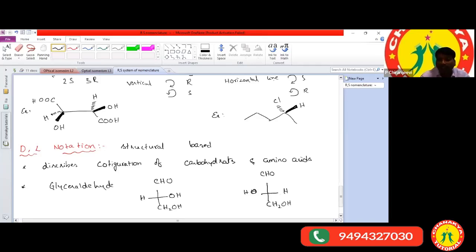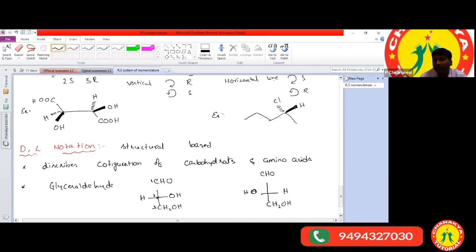Now if you see the first structure, take the last but one carbon atom. I can give the numbering 1, 2, 3. So in a straight chain we have 3 carbon atoms. In that, the last but one carbon atom is the second carbon atom. At the second carbon atom, if the OH group is present on the right hand side... OH is present on which side? Right hand side or left hand side?